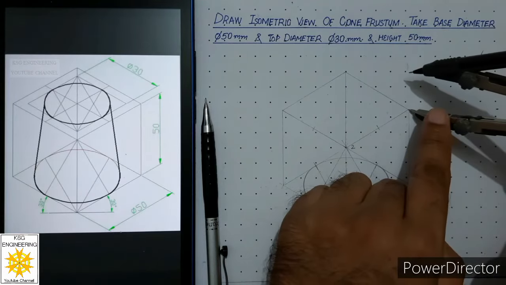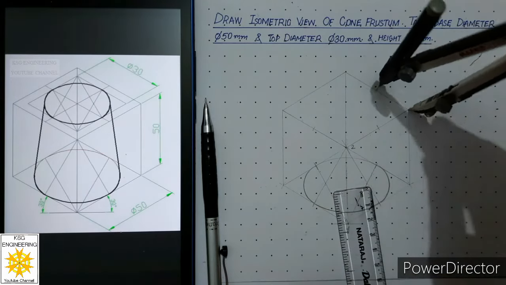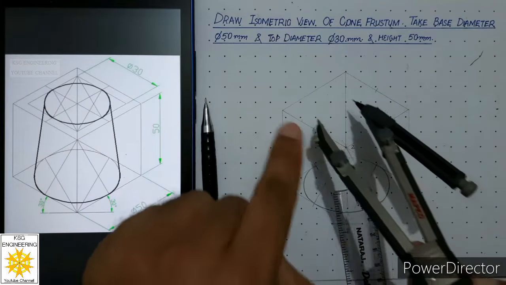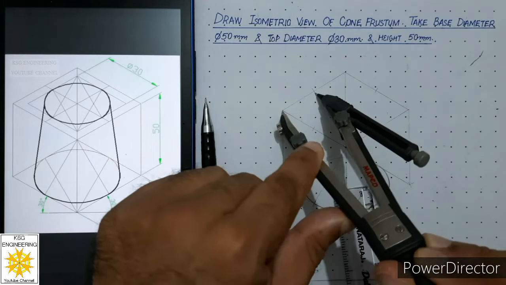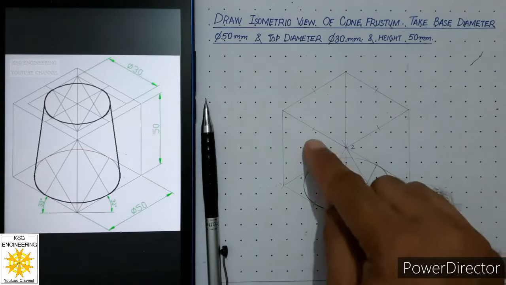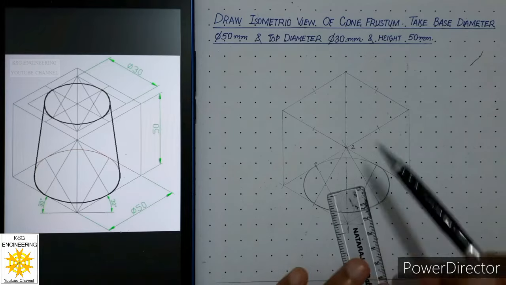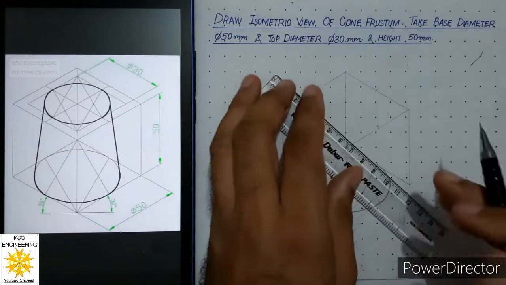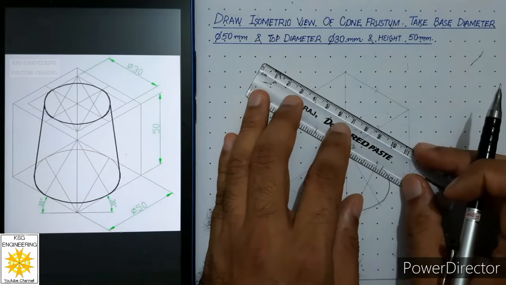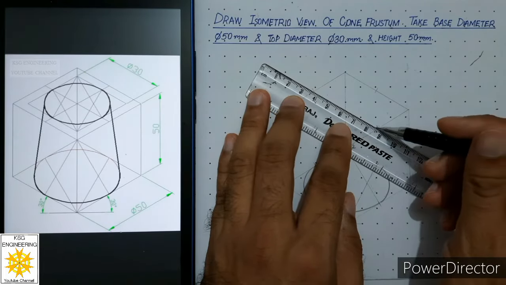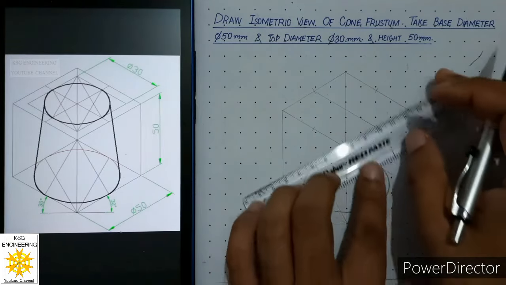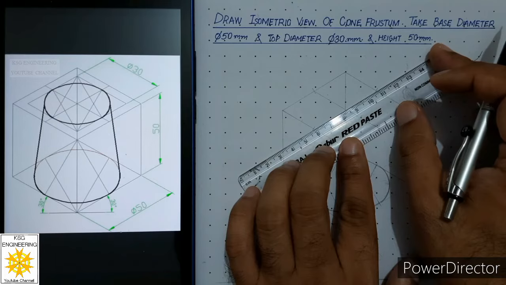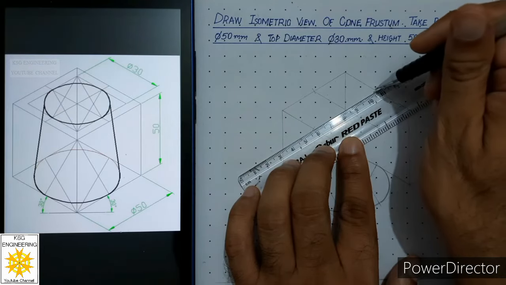Place your compass at this point, cut this length to 25. Place your compass at this point and cut this last length to 25. So we have marked the midpoints of all the 4 sides. Now these midpoints will help us to draw 2 center lines. So align your scale with these 2 points first and draw a continuous thin line, which is the first center line. Now align your scale with these 2 points to get the second center line.